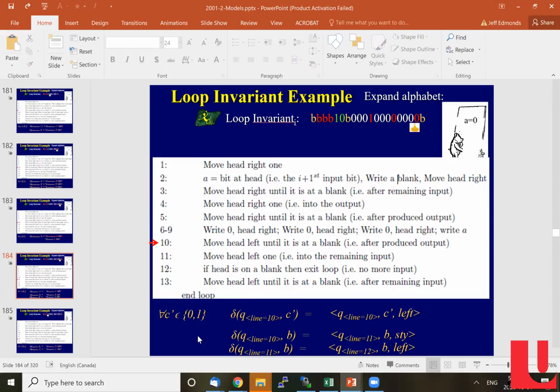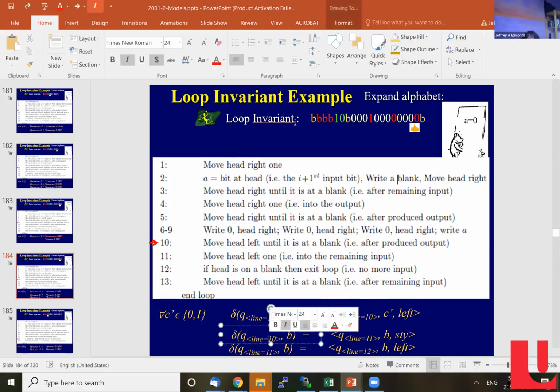Sir, why do we write stay again? Just to confirm. Yes. Okay. Suppose we're in line 10. In line 10, there are 2 cases. The one case is there's a blank. So now let's do that case. I'm in line 10, and I'm reading a blank. So what do I do next? I'm going to run the program and see what happens.